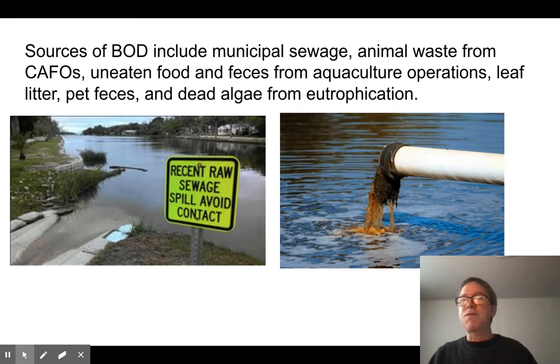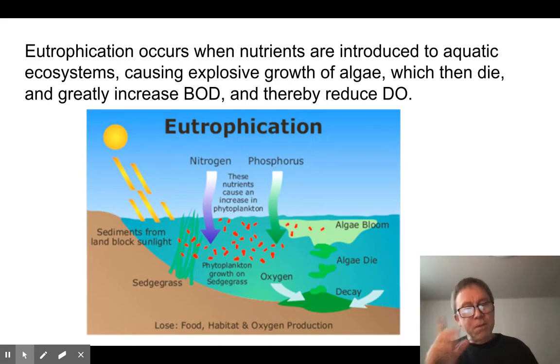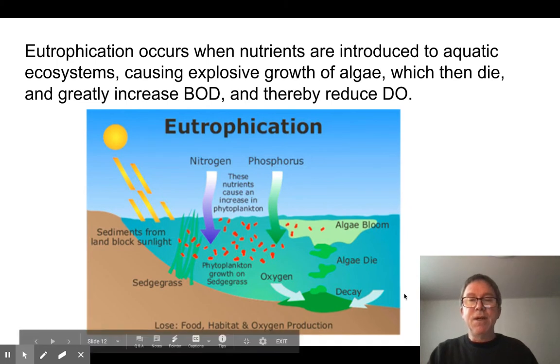It can also be things like leaf litter, pet feces, and of course dead algae as a result of a eutrophication event. So remember, eutrophication, we've talked about it before. We'll talk about it again. It's a big deal in this course. Technically, eutrophication occurs when we add nutrients to a system, phosphorus and nitrogen. When you add nutrients to a system, you are promoting the growth of these single-cell plants called algae. As the algae population goes up, they tend to block light from the ones down below. And so as those ones die and sink to the bottom, they begin to decay.